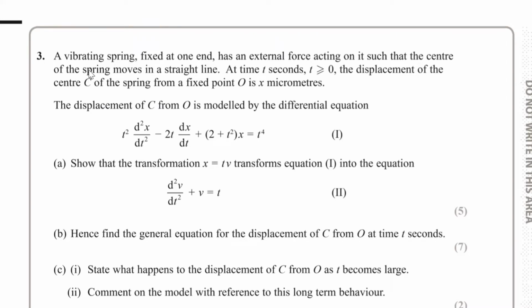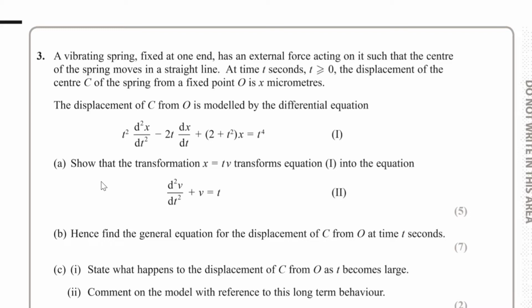Question number 3. A vibrating spring fixed at one end has an external force acting on it such that the center of the spring moves in a straight line. At time t seconds, where t is greater than or equal to 0, the displacement of the center C of the spring from a fixed point O is x micrometers. The displacement of C from O is modelled by the differential equation t squared d squared x over dt squared minus 2t dx over dt plus (2 plus t squared) x equals t to the 4.